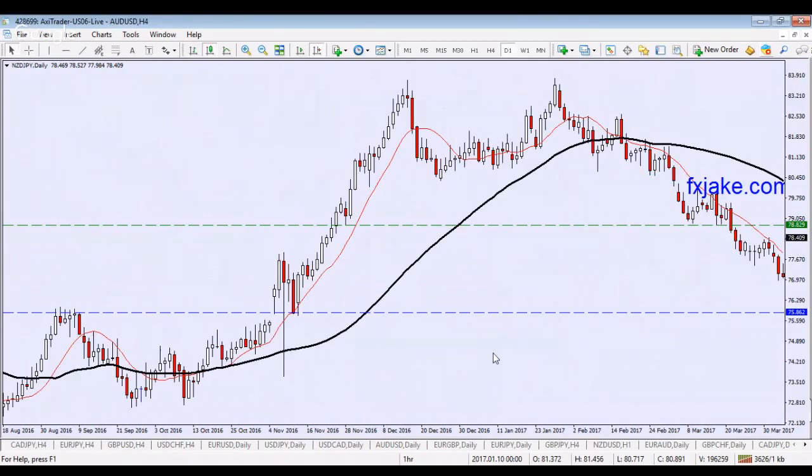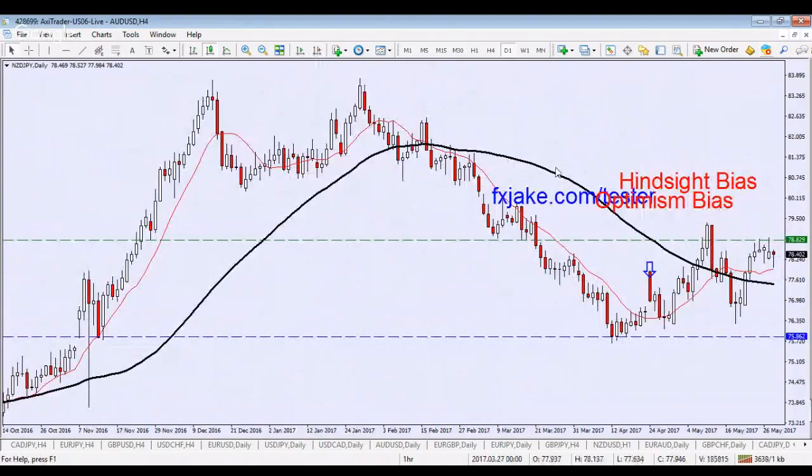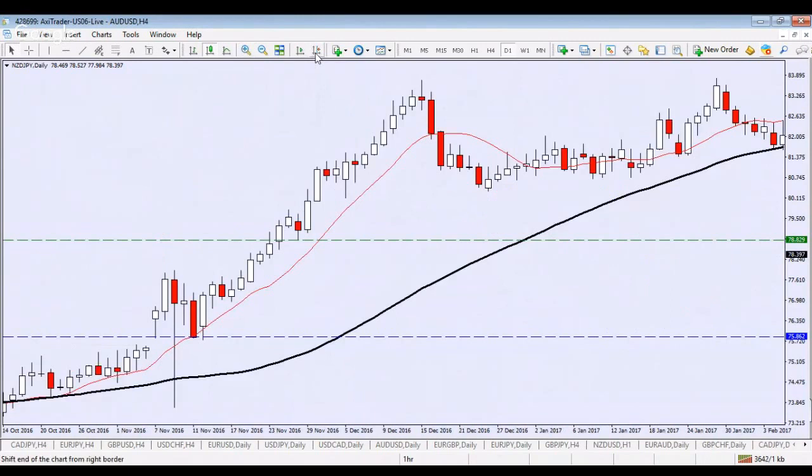Anyone who obviously has scrolled back and decided on a system based on what they see historically, you've seen this happen in action. So you know exactly what I'm talking about. So what do we do for this? What's the solution for the hindsight bias or the optimism bias? Well, it turns out there's a very simple solution, and that is to do this.